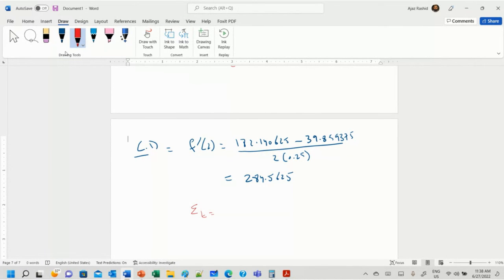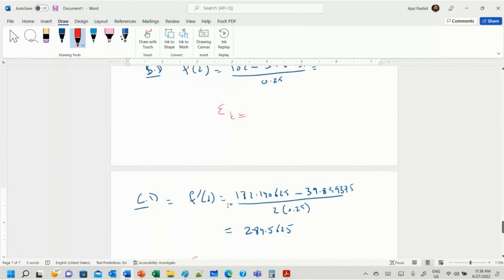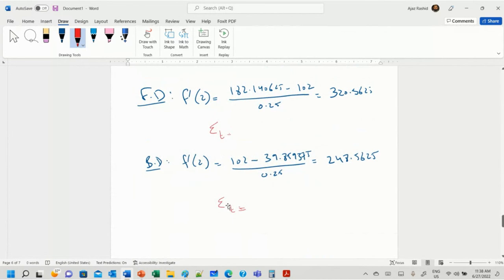I'll stop here. Time is almost up. I'll save the file and I'll calculate the errors and put them in the file.